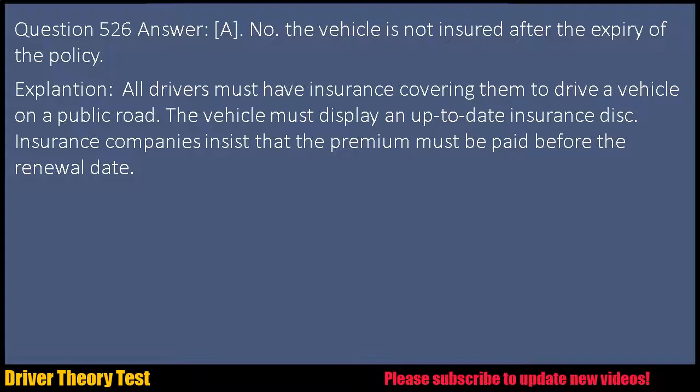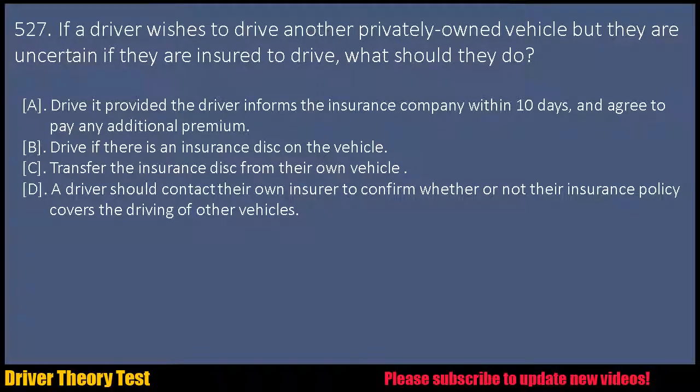Explanation: all drivers must have insurance covering them to drive a vehicle on a public road. The vehicle must display an up-to-date insurance disc. Insurance companies insist that the premium must be paid before the renewal date. Question 527. If a driver wishes to drive another privately owned vehicle but they are uncertain if they are insured to drive, what should they do?